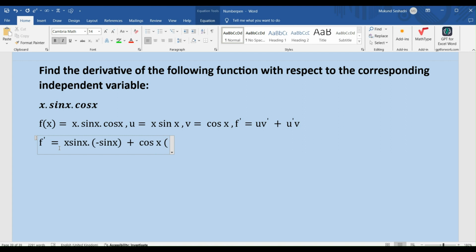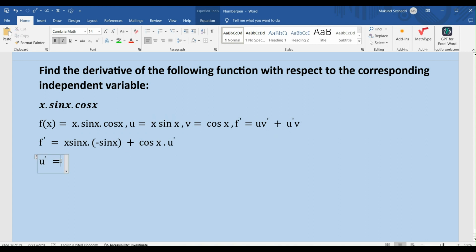So I need to find out what is my u dashed, right? So let's write down my u dashed. The reason why we are writing this out is because u dashed requires one more additional step, because this is a product of three functions and my u dashed is d by dx of, again, a product of two functions, which is x sine x, right?